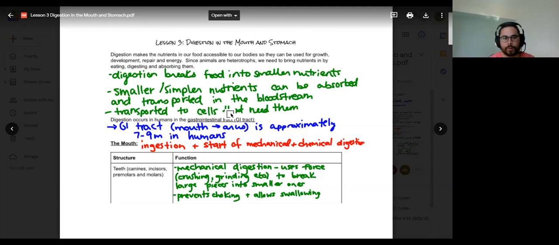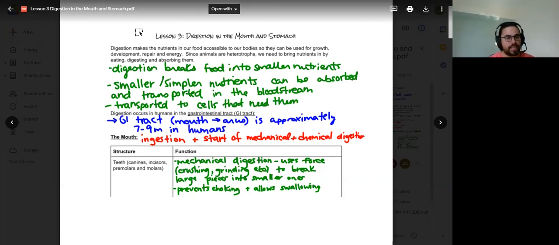All right. So teeth are quite important in the context of digestion. That's why it's so important to take care of them.